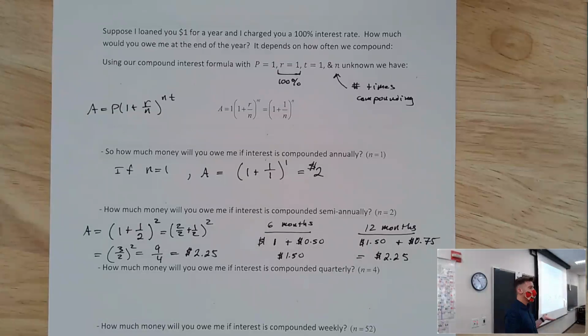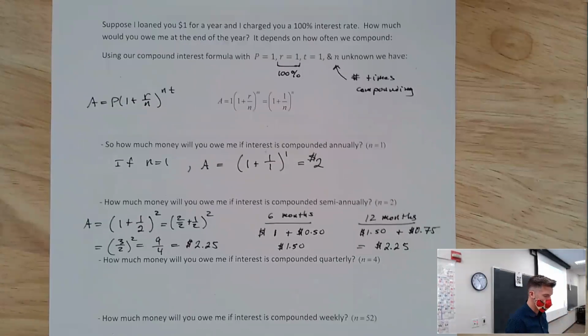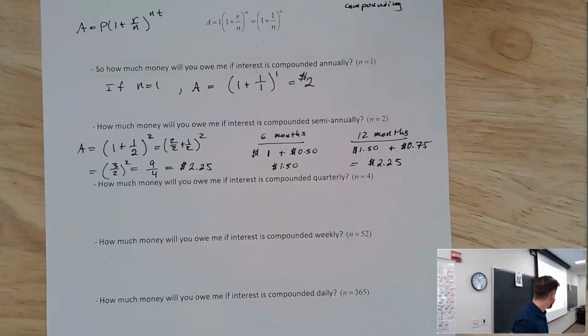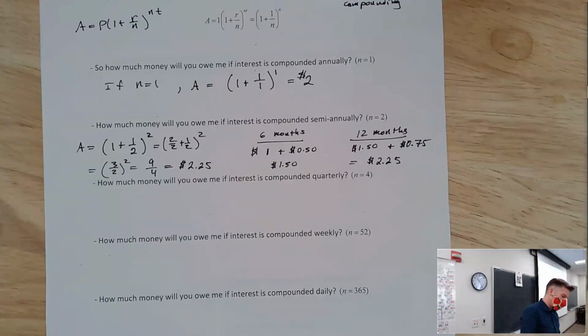But that's the idea, right? You're taking the amount of interest you're getting and you're dividing it into how many times you're compounding it. And then you're taking each fraction of that every so often. Now, we're not going to do that for each of these calculations because it gets a lot messier as n gets larger, but I wanted to point out that it really does work. So how much money will you owe me if we compound interest quarterly? Well, hopefully more. Let's find out.